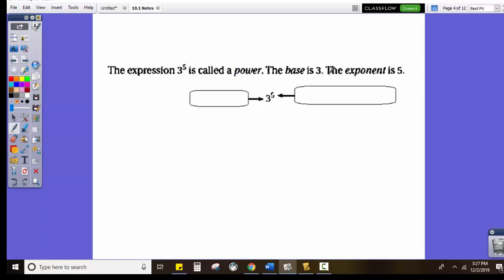The base is 3 and the exponent is 5. So if we look at this 3 to the 5th here, we can see the bigger number that's written is the base, and the little number to the top right is the exponent. And remember, 3 to the 5th would be 3 times 3 times 3 times 3 times 3. Okay, it is not 3 times 5.